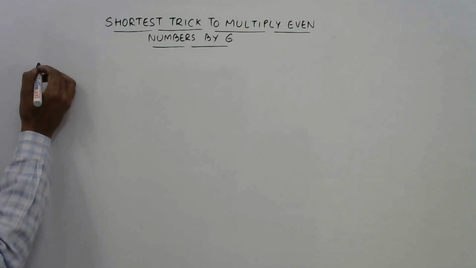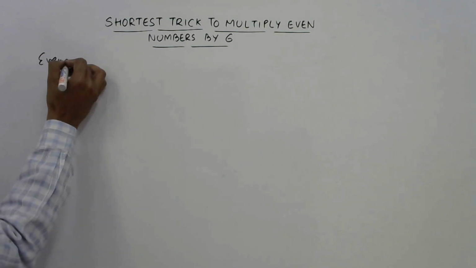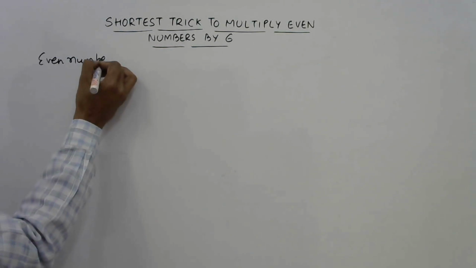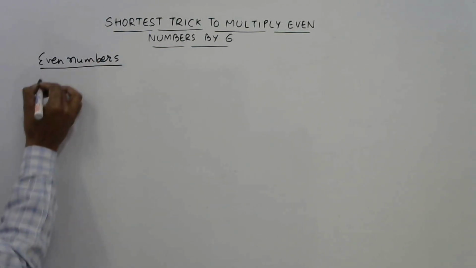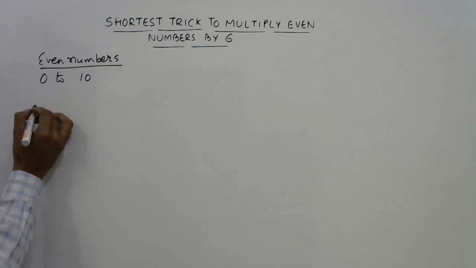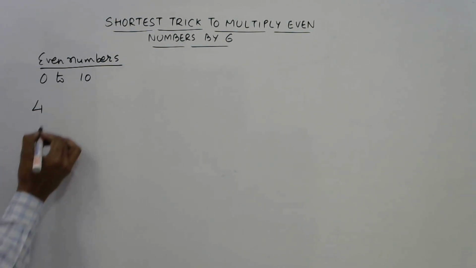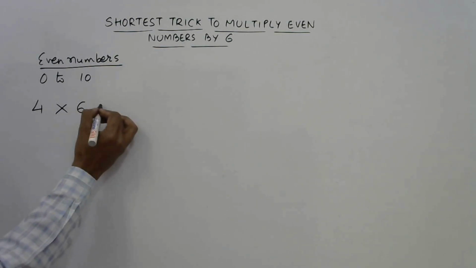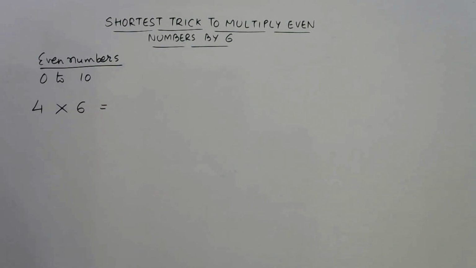So this trick is valid only for even numbers. Now let us start with even numbers from 0 to 10, that is single digit even numbers. Suppose you have 4 and you need to multiply it by 6. We all know that it is 24, but I just want to tell you the trick first and then we will get on with higher examples.